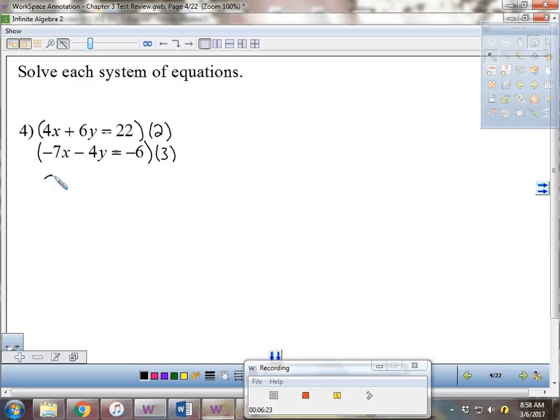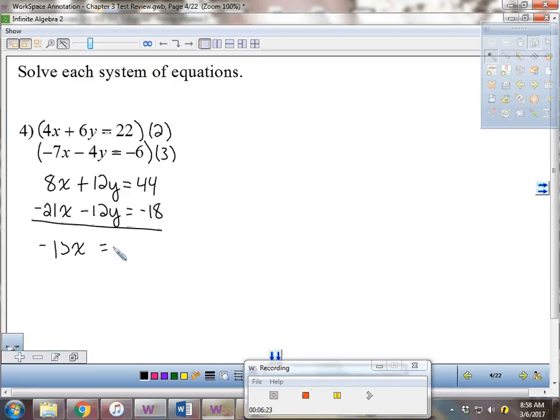So that would give me 8x plus 12y equals 44. And this would be negative 21x minus 12y equals negative 18. So now I'm ready to add those together. Negative 21 plus 8 is going to give me negative 13x. And then 44 minus 18 will give me 26. Sorry, that's a 13. Divide by the negative 13, and x is equal to negative 2.